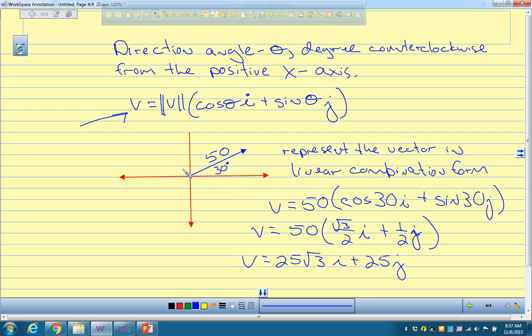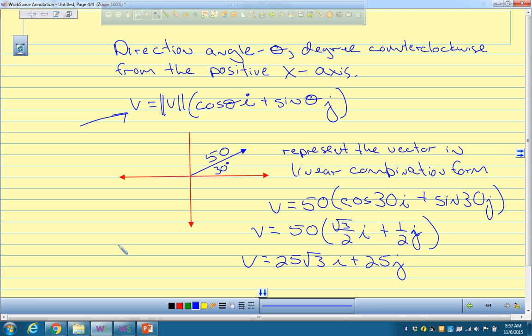If you were to track it horizontally, it's going 25 root 3 miles an hour this way, and 25 miles an hour that way. Yes? No? Maybe? Okay. Okay? Questions? No. All right.